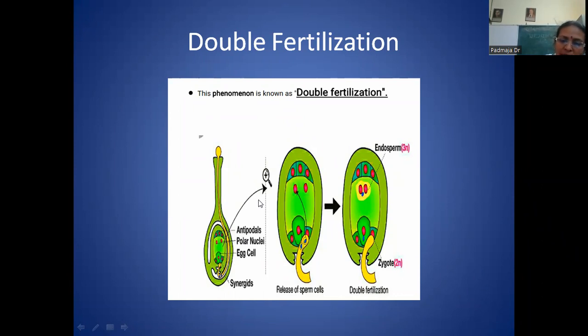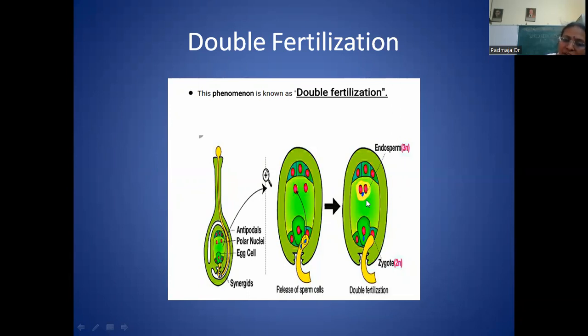And here we are clearly seeing the embryo sac and the ovule. Inside the embryo sac are the egg, antipodals, synergids, the secondary nucleus, and the entry of the pollen tube, releasing the sperm cells. Here the pollen tube consists of two nuclei. One of the nuclei fuses with the egg. Another male gamete fuses with the secondary polar nucleus. As a result, as you clearly understand in the third diagram, a fusion is taking place, and the zygote is formed here and the endosperm is formed here.